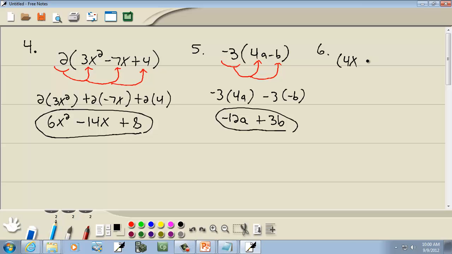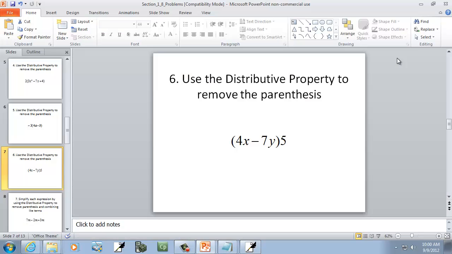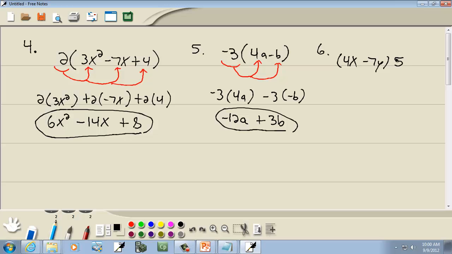Okay, so we got 4x minus 7y, and then times 5. Okay, so we have a number here right beside parentheses that indicates multiplication, whether it's out in front or behind. So we're going to take this 5, and then we'll put times the 4x and times the negative 7y. Whatever is separated by pluses and minuses. So we're going to take 5 times 4x and 5 times negative 7y.